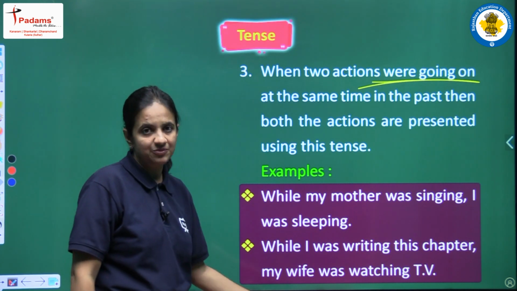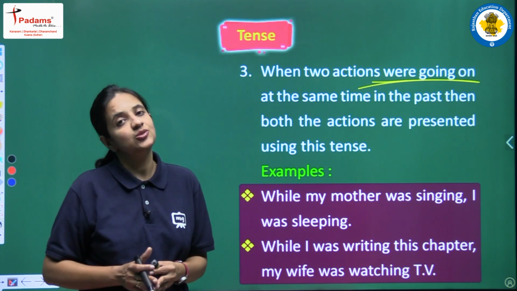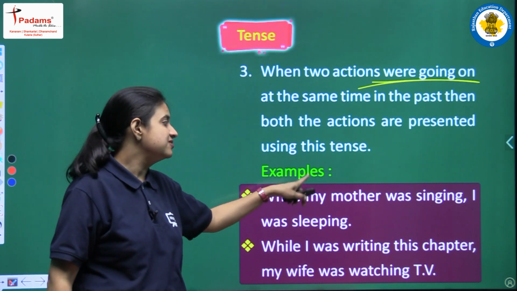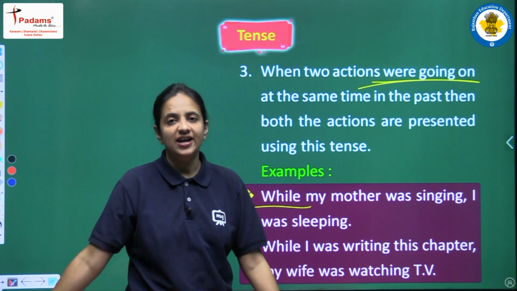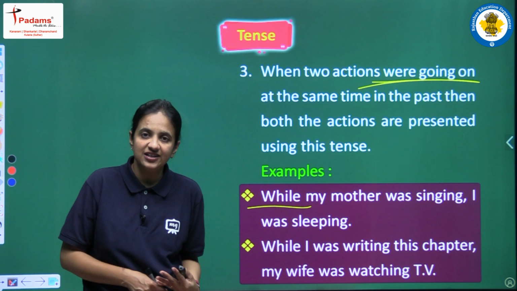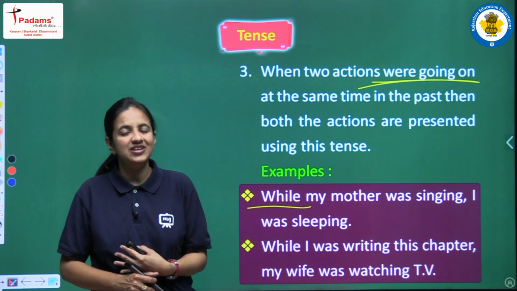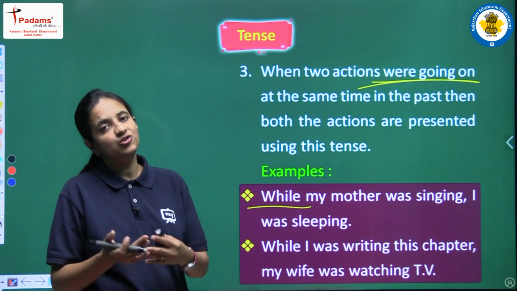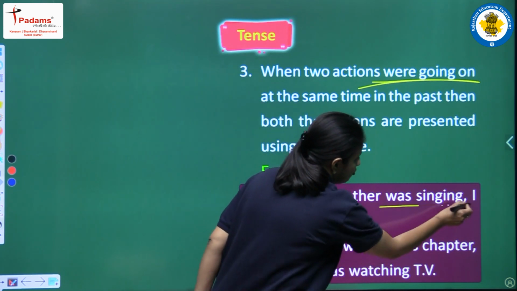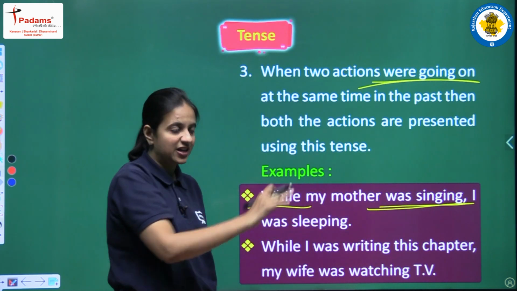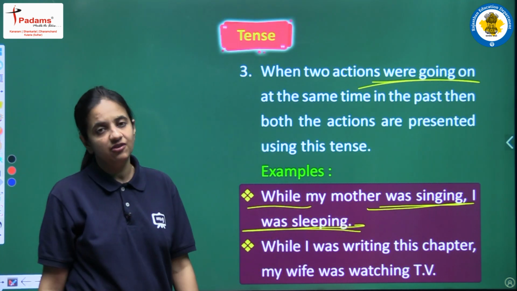So let's see some examples. First one is, while my mother was singing, I was sleeping. Again we have two clauses. First is my mother was singing, second is I was sleeping, and we have while. So while is used here as a conjunction. We have two activities and both were in progress. It means both the activities were in continuity. So we will use past continuous tense in both the clauses. We will write while my mother was singing, was plus ing, it's the past continuous tense. So at that time I was sleeping. Again was plus first form plus ing.